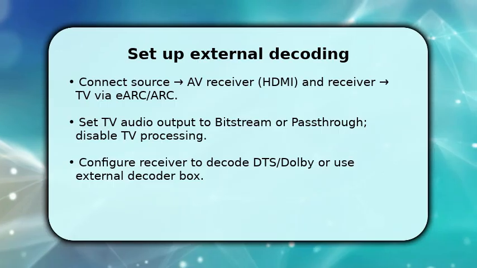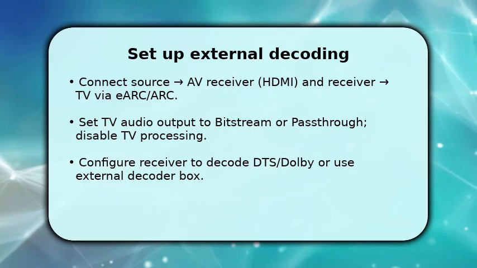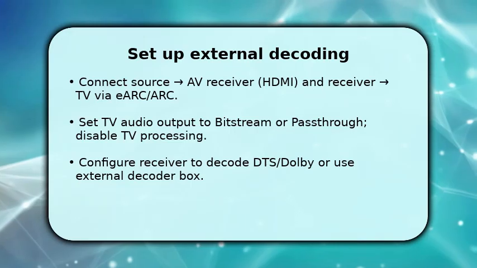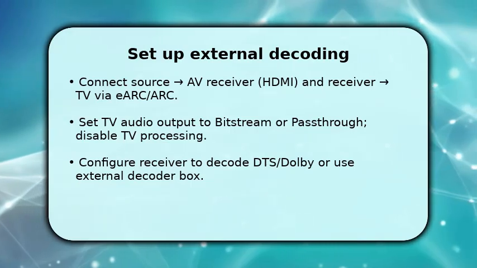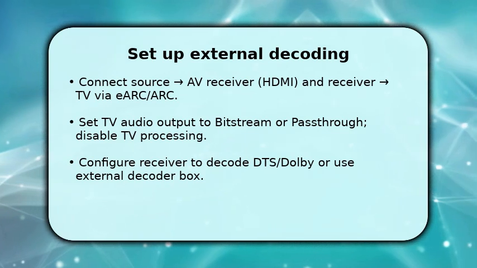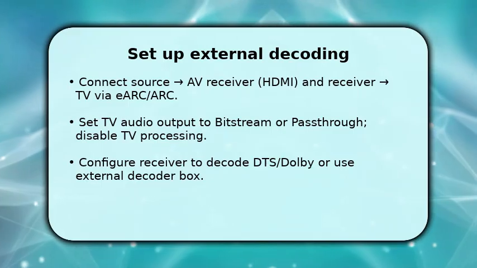In the TV menu, set audio output to bitstream or pass-through and turn off TV audio processing so the receiver gets an unmodified stream. Then configure the receiver to decode the specific codec. If it cannot, add a dedicated decoder between source and TV. This preserves sync and avoids downmix artifacts.